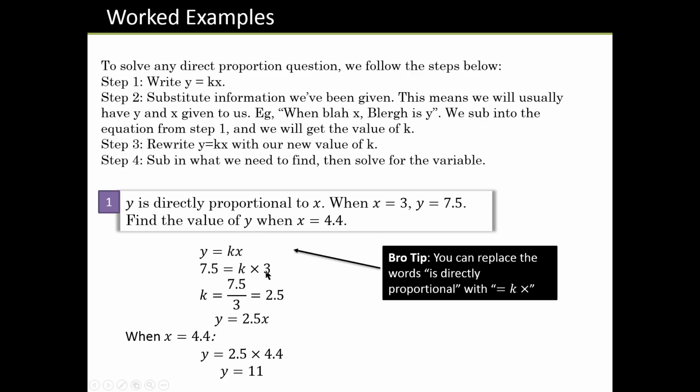And we're going to divide both sides by 3. Bring the 3 into the left-hand side, divide both sides by 3, and you'll find out k. k is 2.5. We're going to rewrite the equation: y is equal to 2.5x. We found out what k was, we substitute in. Now it's y is equal to 2.5x. And now they want us to find the value of y when x is 4.4. We substitute this in. x is 4.4, so replace x with 4.4. y is equal to 2.5 times 4.4, and you get your answer.